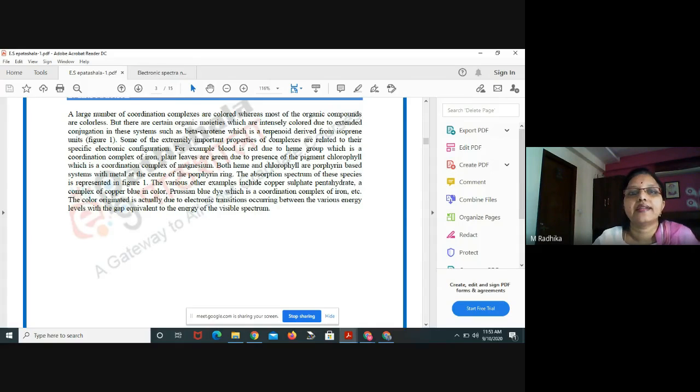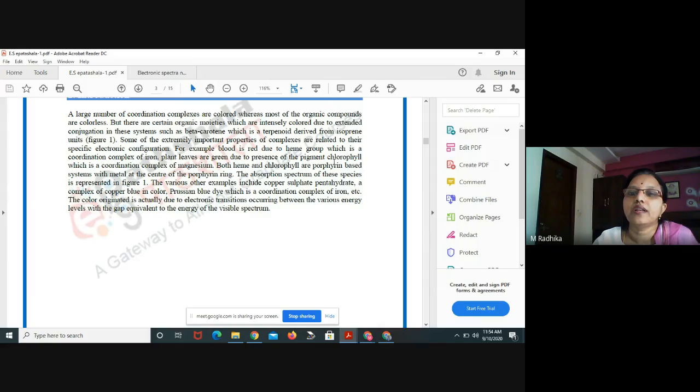Then some of the complexes are colored because of the electronic configuration, the way the electrons are arranged. Because of this, they will show color. So what are these complexes? I can tell heme group. Blood is red in color, right? Because of the presence of the heme group. In the heme group you will have an iron atom and the porphyrin ring. So it is a complex of iron.